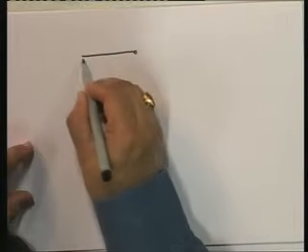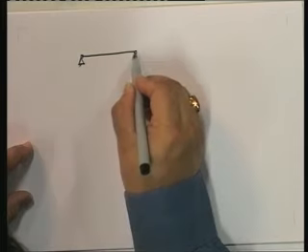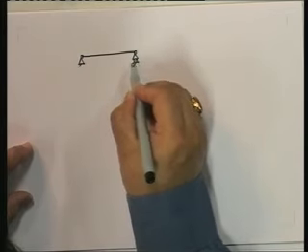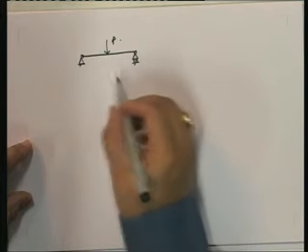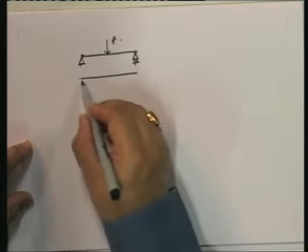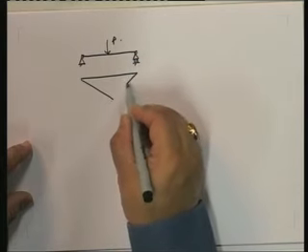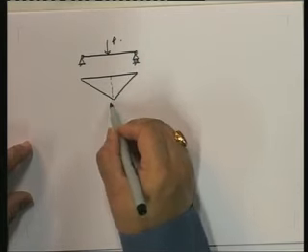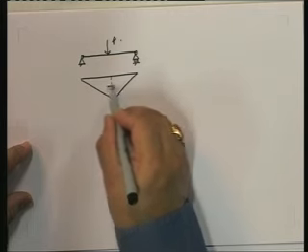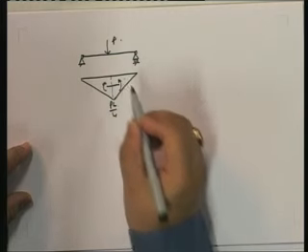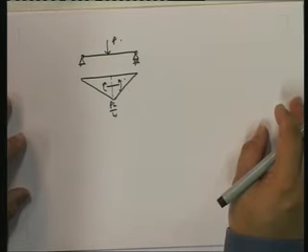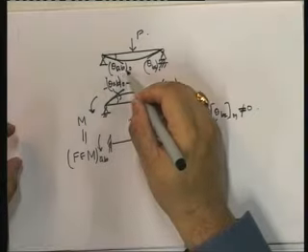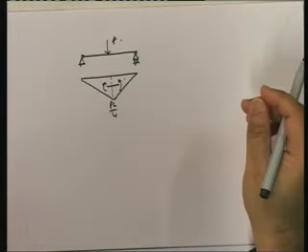So let me apply the load. Due to the load, bending moment PL by 4 and it is sagging. Now I need to find out theta AB due to the loading. So how do I do that?